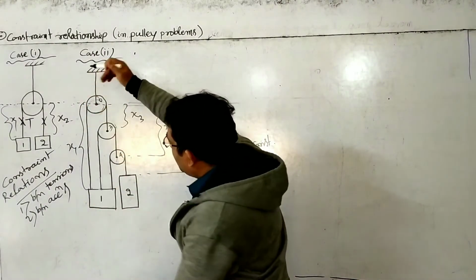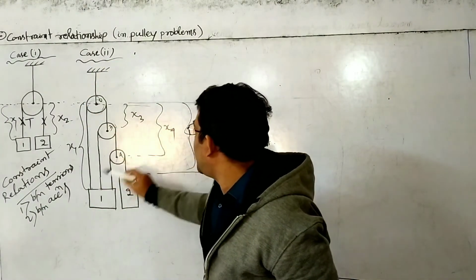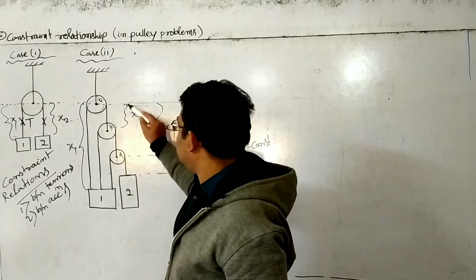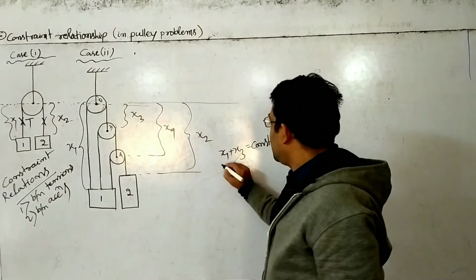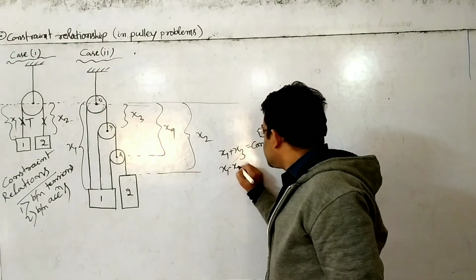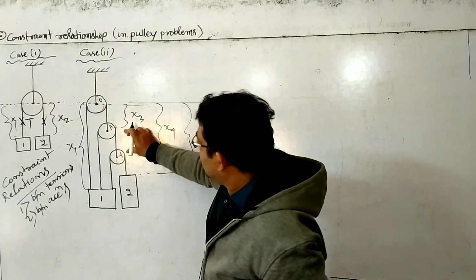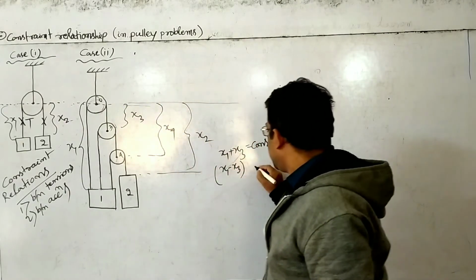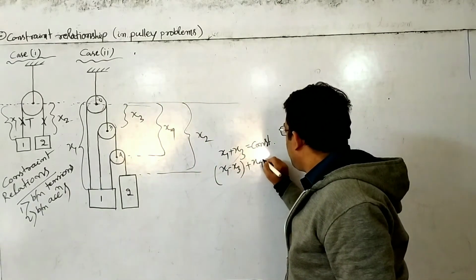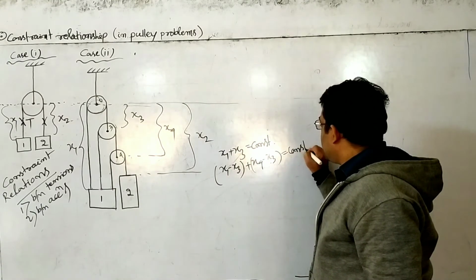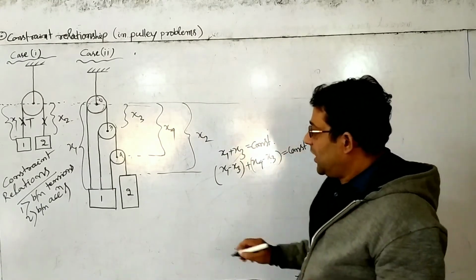Now, this much is equal to how much? x1 minus, from here to here how much? x1 minus x3, right? The string this much side plus this much, can I write x4 minus x3? So x1 minus x3 plus x4 minus x3 is equal to constant, because the string is inextensible.